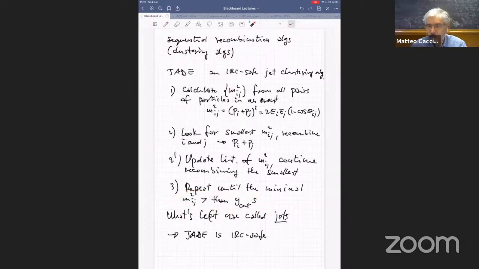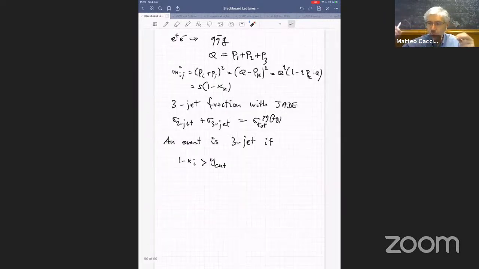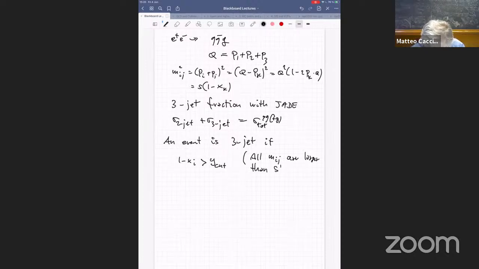So if, to begin with, the three invariant masses of all the particles in the event, there are three possible combinations of invariant masses, of course, with three particles, are all already larger than the cut, well, there's nothing left to cluster. Nothing is clustered, and the event is, by definition of JADE, a three jet event. So this means that all m_ij are larger than the cut, or the stopping criterion, if you wish. Okay, so this defines the phase space to calculate the three jet event in JADE.